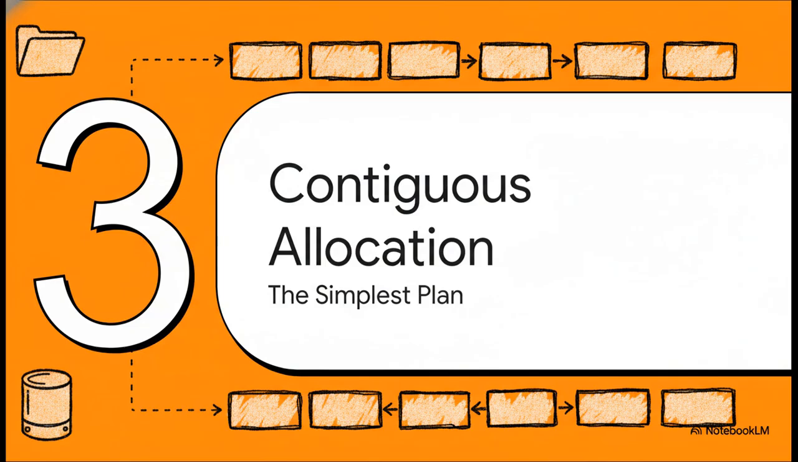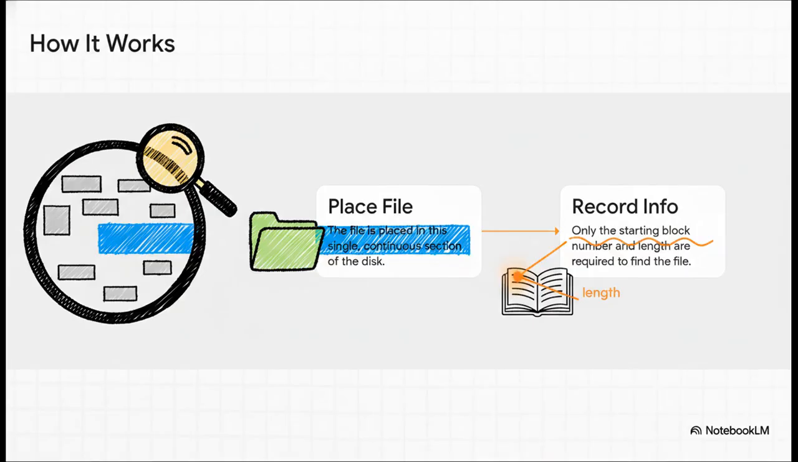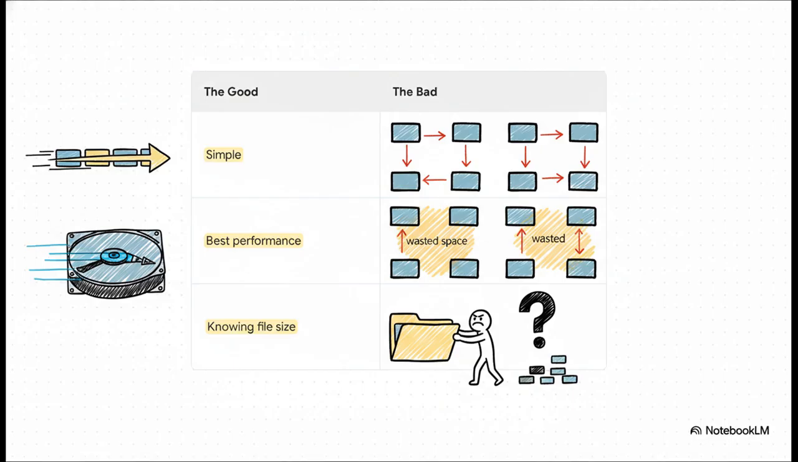Let's start with the most straightforward plan, the one that probably seems like the most logical way to do it at first glance. It's called contiguous allocation. The logic here is just beautifully simple. When you save a file, the system looks for one single continuous chunk of empty space on the disk that's big enough for the whole thing. It puts the file there, side by side, and all it has to remember is where the file starts and how long it is. It's just like putting all the volumes of an encyclopedia set right next to each other on one long shelf. But this beautiful simplicity creates a huge trade-off. On the one hand, this method is incredibly fast for reading files, since the disk head doesn't have to jump all over the place. But the downsides?